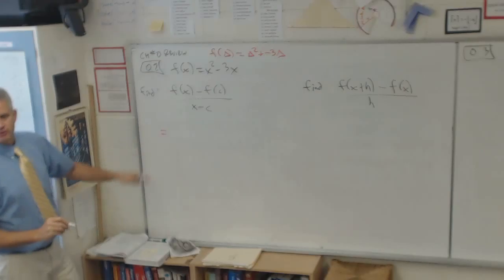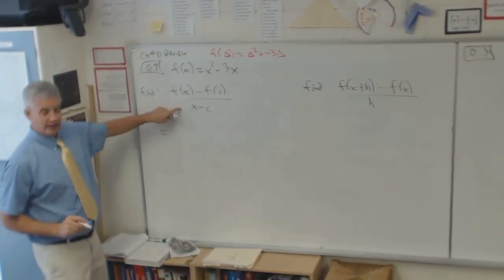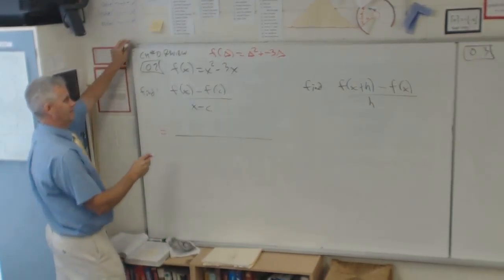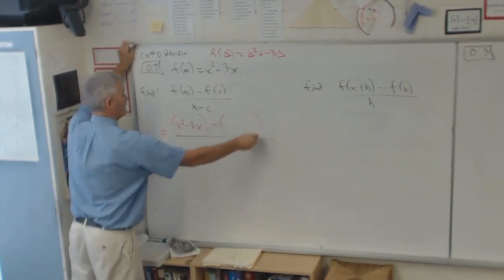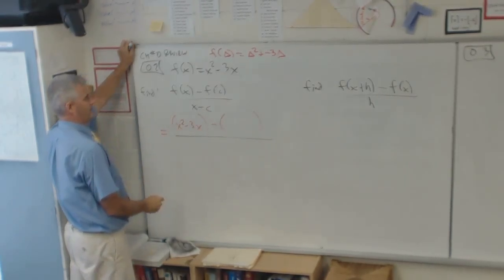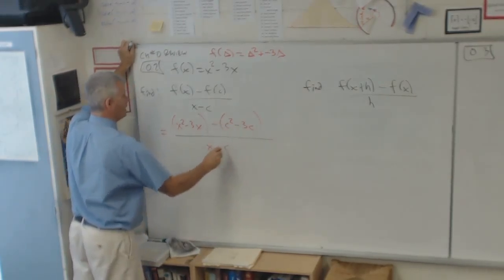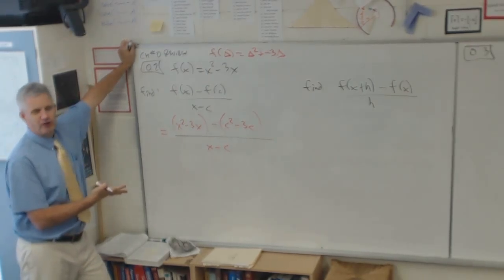So Tyree, this one. Who is it? Math. This one right here. Okay? Go ahead. X squared minus 3x minus the quantity c squared minus 3c, over x minus c. Awesome. Now these problems amazingly simplify.